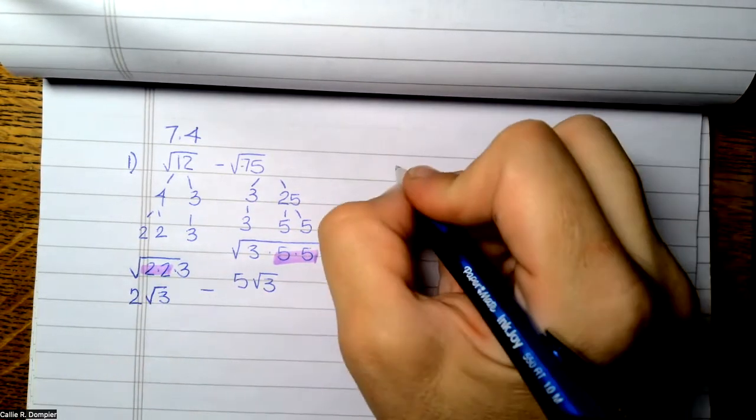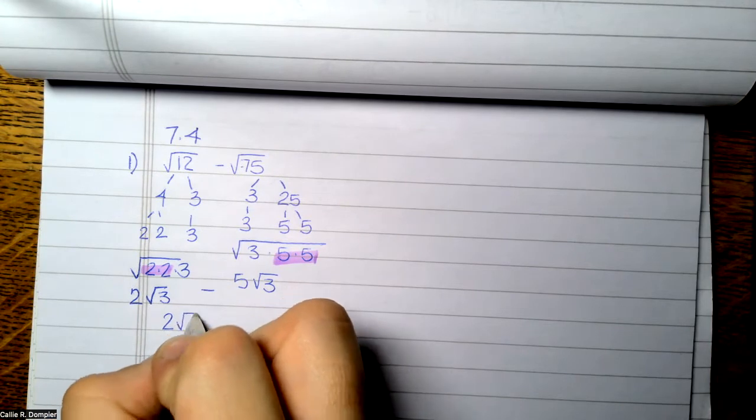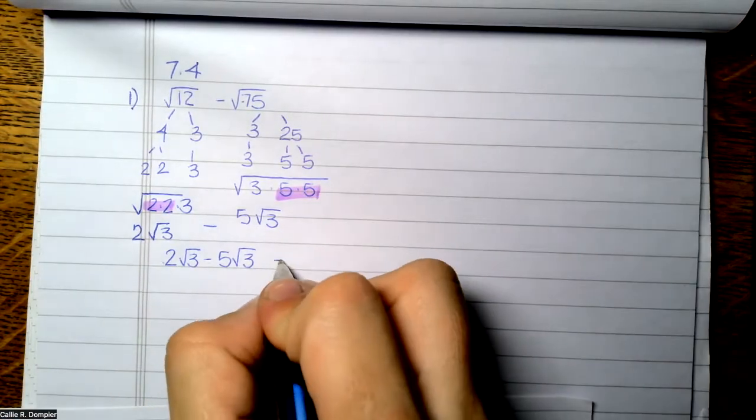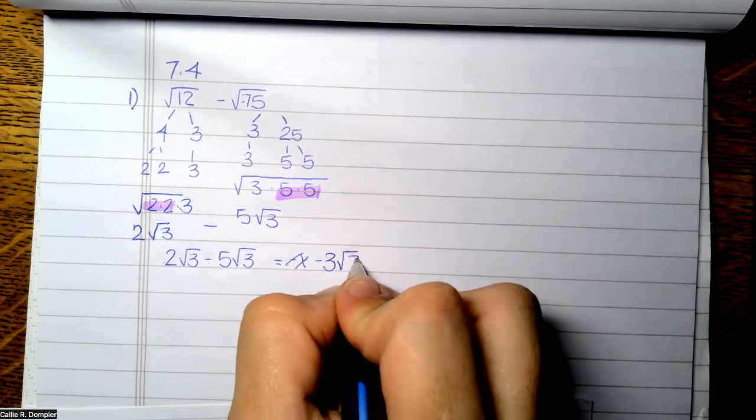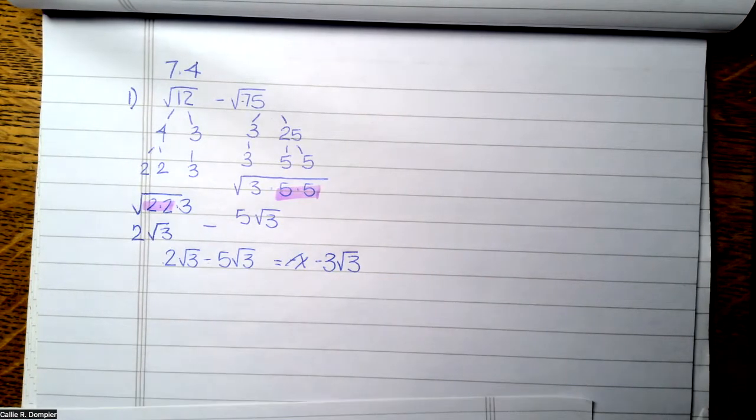Need to bring down that minus sign. So we have 2 square root of 3 minus 5 square root of 3. Now, if you have the same number under the radical, you just subtract. 2 minus 5 is negative 3 square root 3 as our final answer.